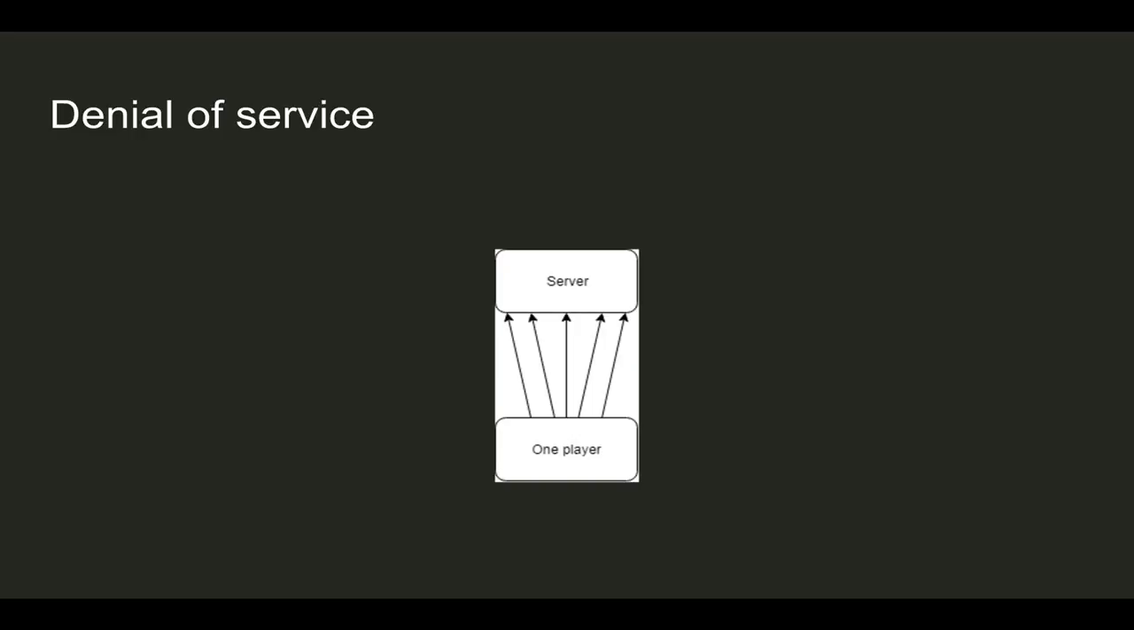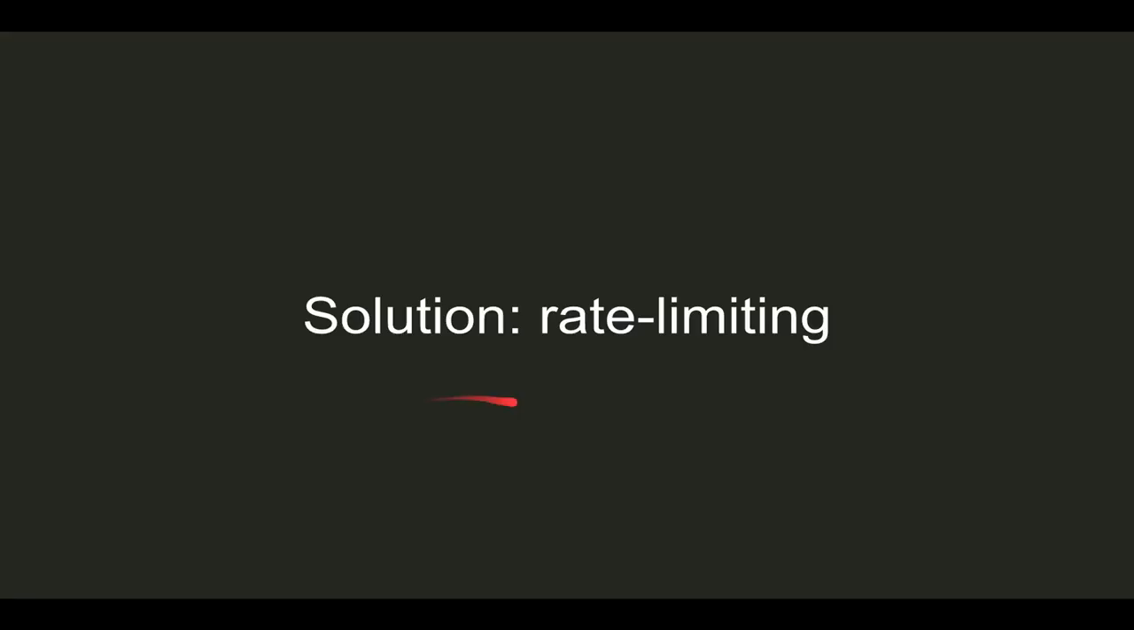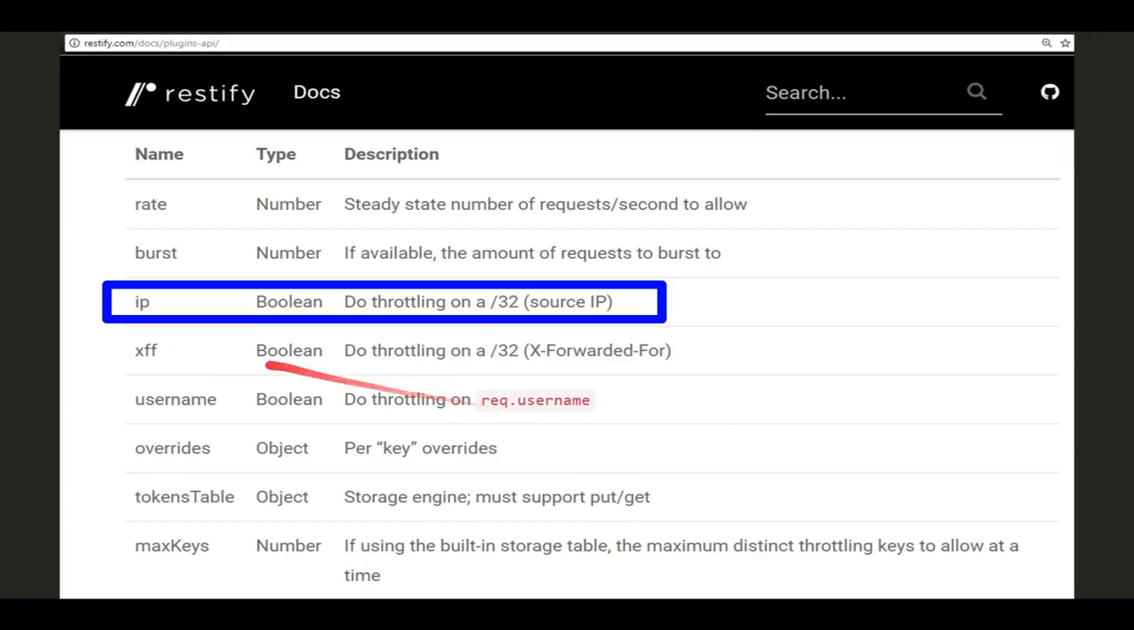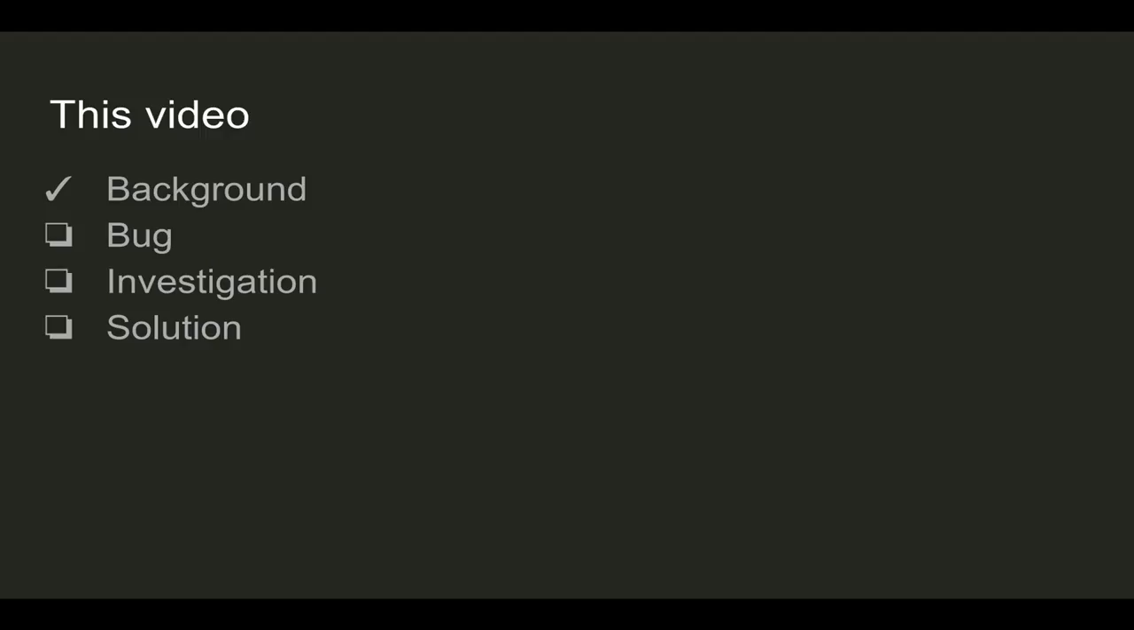To solve this, I decided to limit how many requests a single player was allowed to make per second. I'm using Node.js and a library called Restify, and in my research, I discovered that Restify has a facility for this behavior exactly, a plugin called Throttle. I enabled it with the IP option, meaning that if a single IP address was the cause of too many requests, it would get rejected until it was under the limit again. I dusted my hands off and forgot about the code. All of that was just background information that you needed to know before we could talk about the bug.